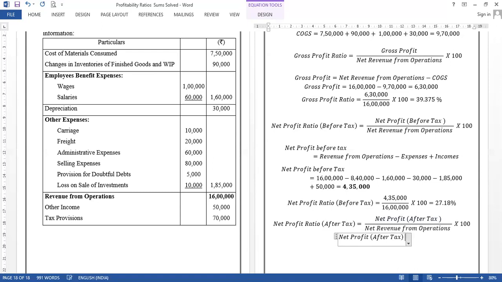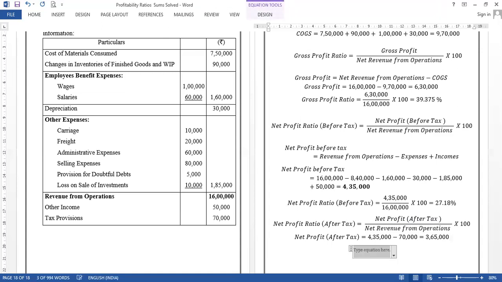Net profit after tax will be equal to net profit before tax minus tax. The net profit before tax is 4 lakh 35,000, minus tax provision, which can be seen as 70,000. So if I deduct this, 4 lakh 35 minus 70, this will give me 3 lakh 65,000. So this is the net profit after tax with me.